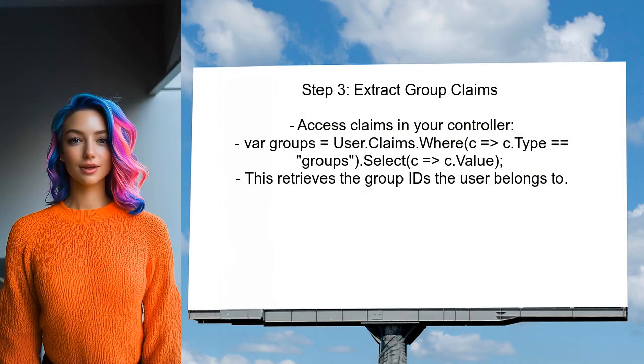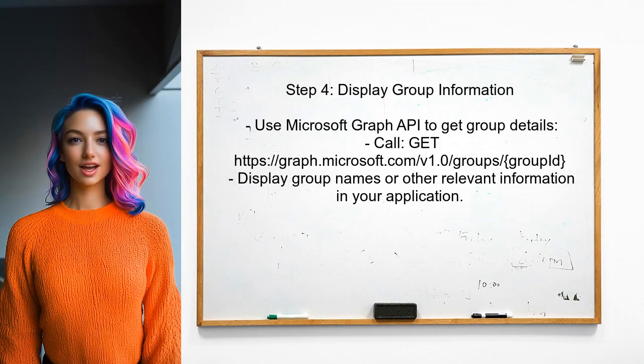After setting up the permissions and scopes, the user should implement the logic to extract the group claims from the token. This can be done by accessing the claims in the user's authentication context. Finally, the user can display the group information as needed in their application. This could involve querying additional details about each group using the Microsoft Graph API.